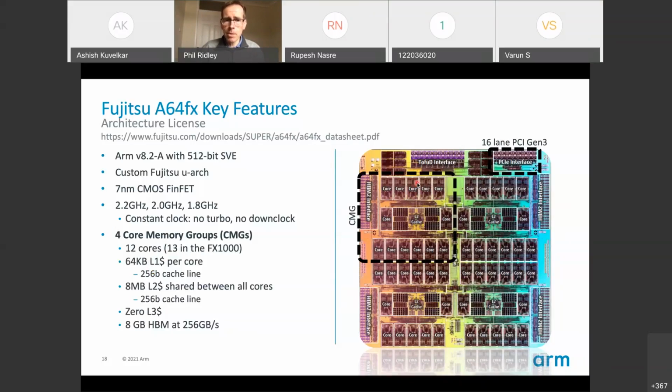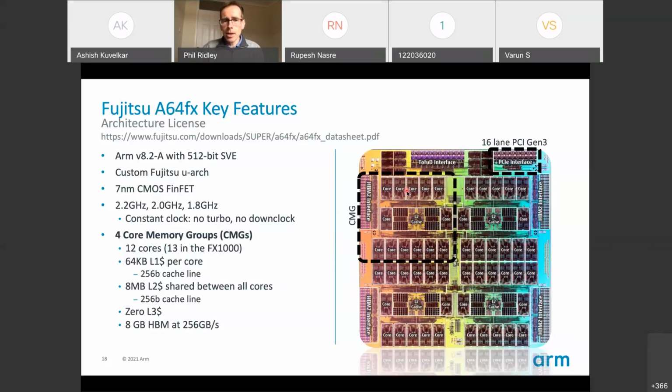The interesting thing is that the cores are arranged as 4 core memory groups, and what this means is that it's something to bear in mind when you're considering cache sharing. There's no L3 cache here. The L2 cache is shared within each of the core memory groups. So again, if you have a memory bandwidth bound application, you have to take this into consideration when assigning your threads to physical cores.